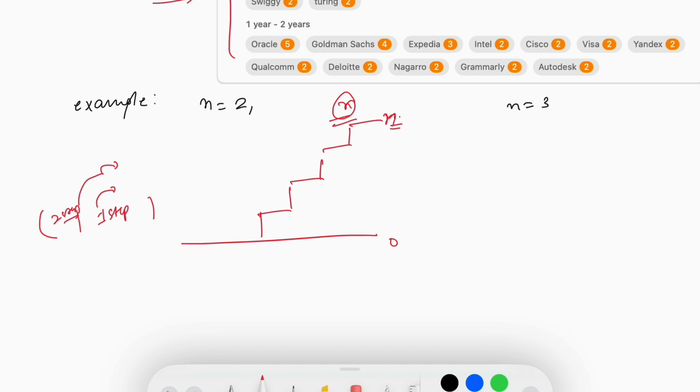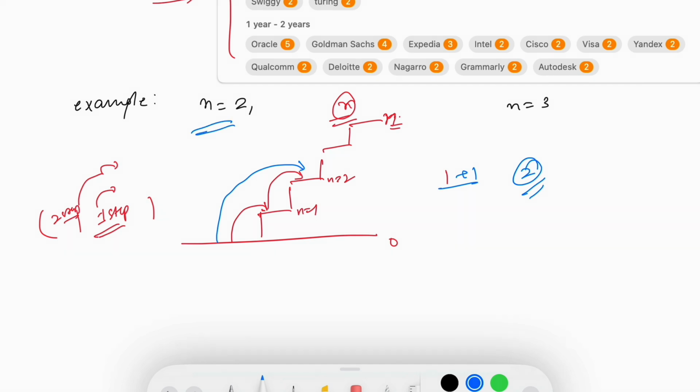Okay, let's say n equal to 2. Here n equal to 1, n equal to 2. Let's see how many ways we can reach the top. Let's first try to take only single steps. In the first step we are reaching here. In the second step we are reaching here. So this is one way. And the second way can be directly jumping to level 2 by taking a double step. So we have one more way. So ultimately we have two ways to reach n equal to 2.